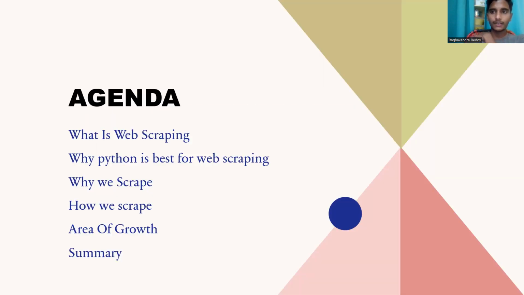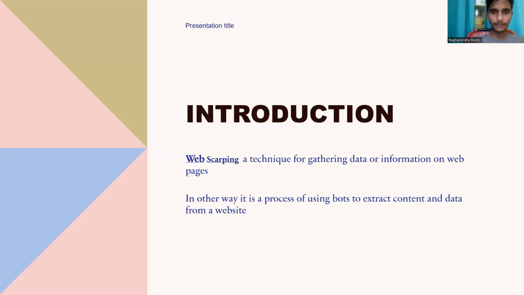So when we get into the topic, what is web scraping? Web scraping is a technique for gathering data or information on web pages. In other words, it is a process of using bots to extract content and data from a website. It's like copying the content in the web pages and putting it somewhere where we actually need.